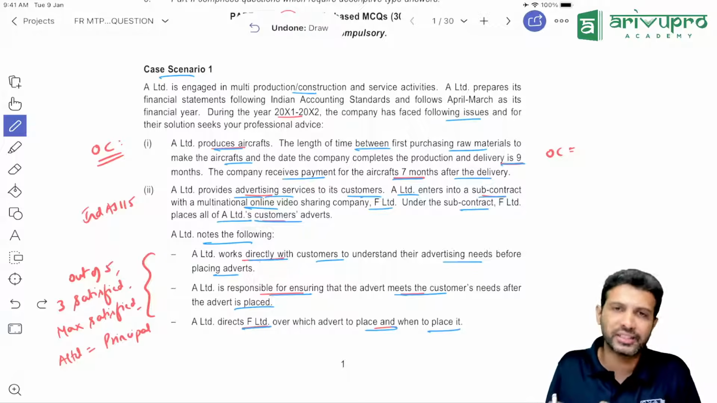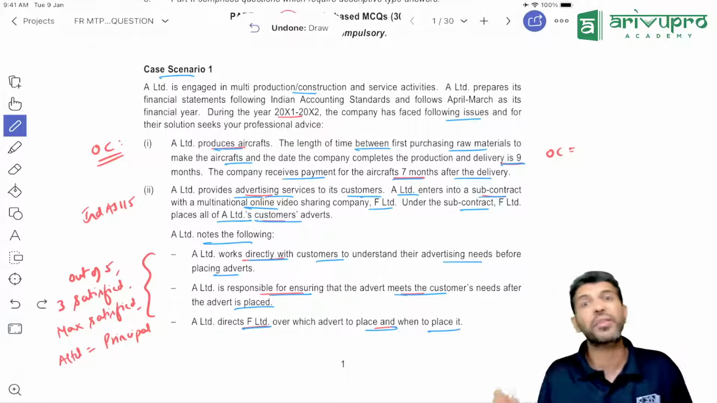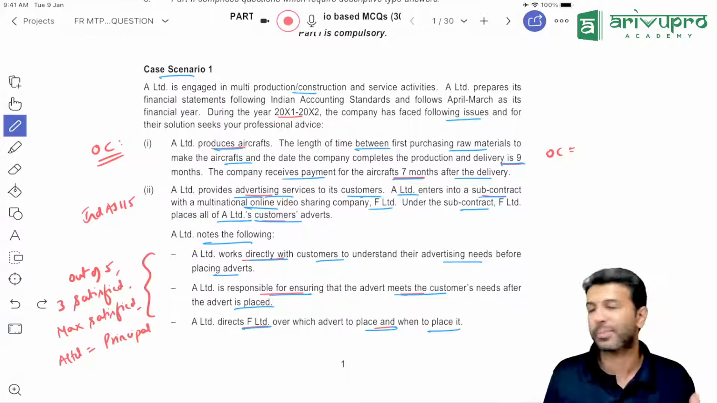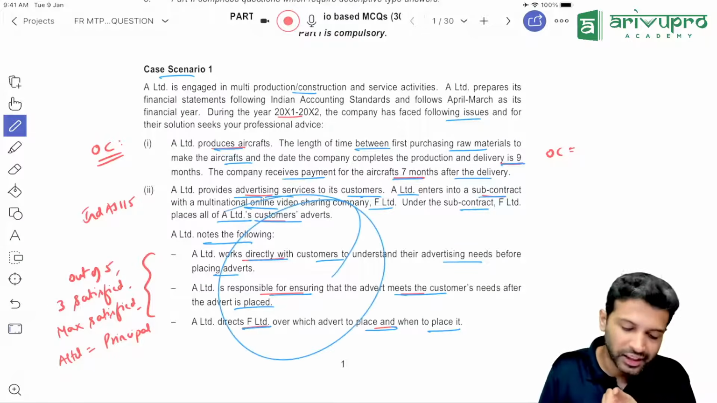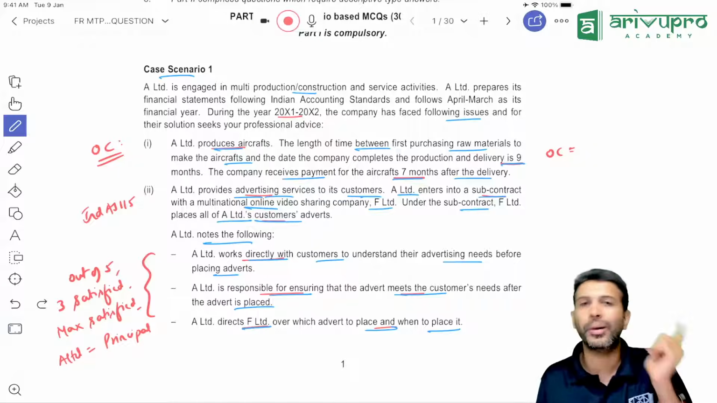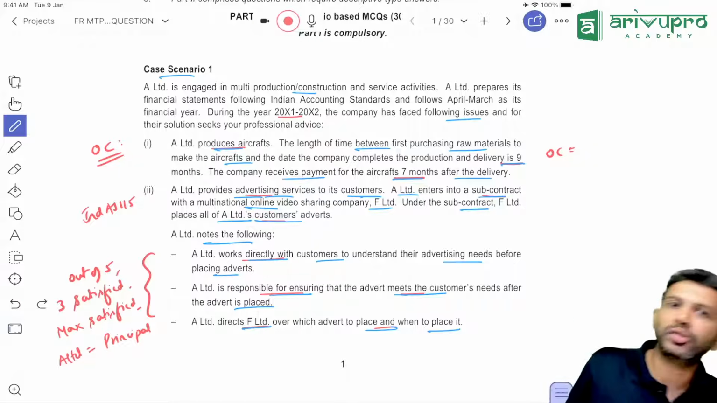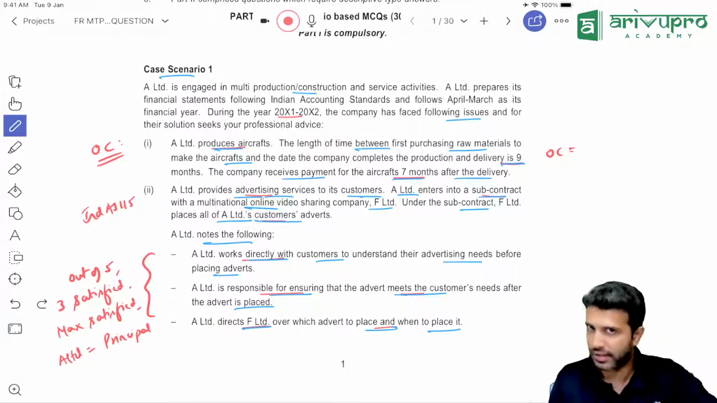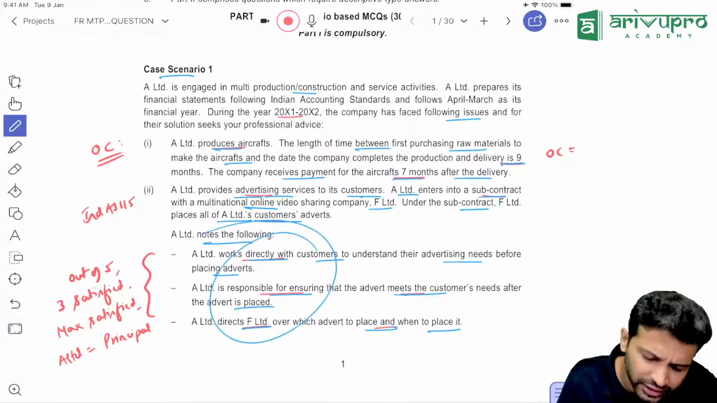Okay, so far reading this, they have given some conditions also, if you remember, for principal. Principal is that entity who is primarily responsible for fulfilling the contract, right? Principal is that person who bears the inventory risk. Principal is that person who has the right to set the price of the goods or service, right? So here they have given indicators.